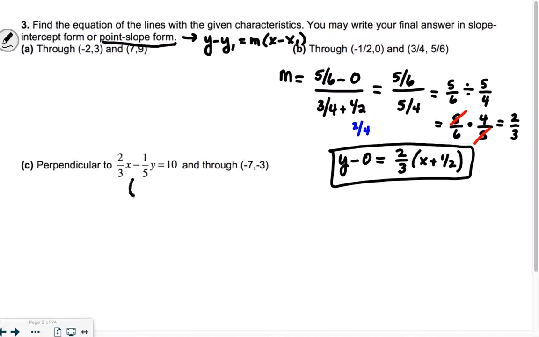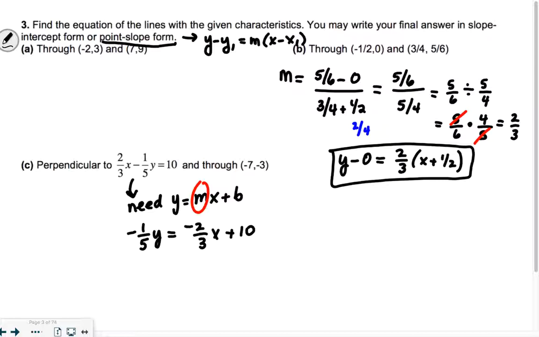Okay, so this one we need in the form y equals mx plus b because we need to see what the m is. We need to figure out what m is, right? So this one we're going to subtract the 2/3 x over, so negative 2/3 x plus 10. And how do I get rid of my negative 1/5? Multiply by negative 5, which is really negative 5 over 1 if you want to write it as a fraction. So we get y equals 10 over 3 x minus 50.